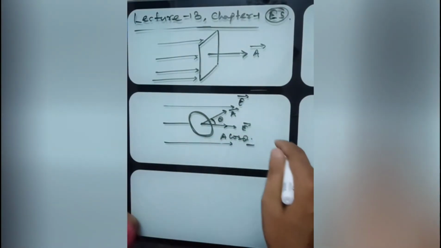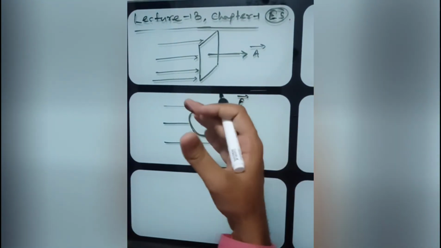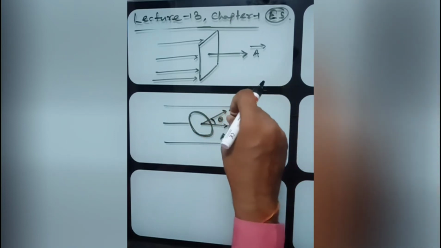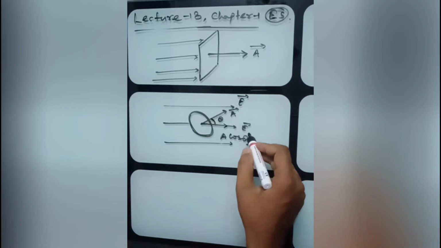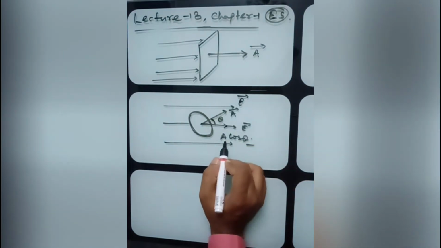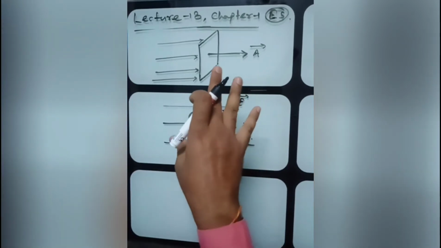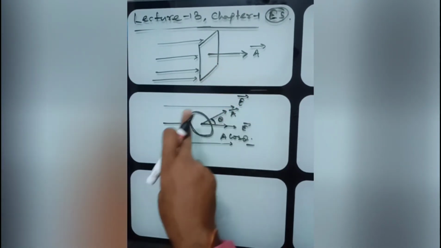Okay students, now we'll try to understand the mathematical definition of this electric flux. Mathematically, this electric flux is defined as the product of the electric field and the area vector. And we have to generalize this definition so that we can use it for any angle.